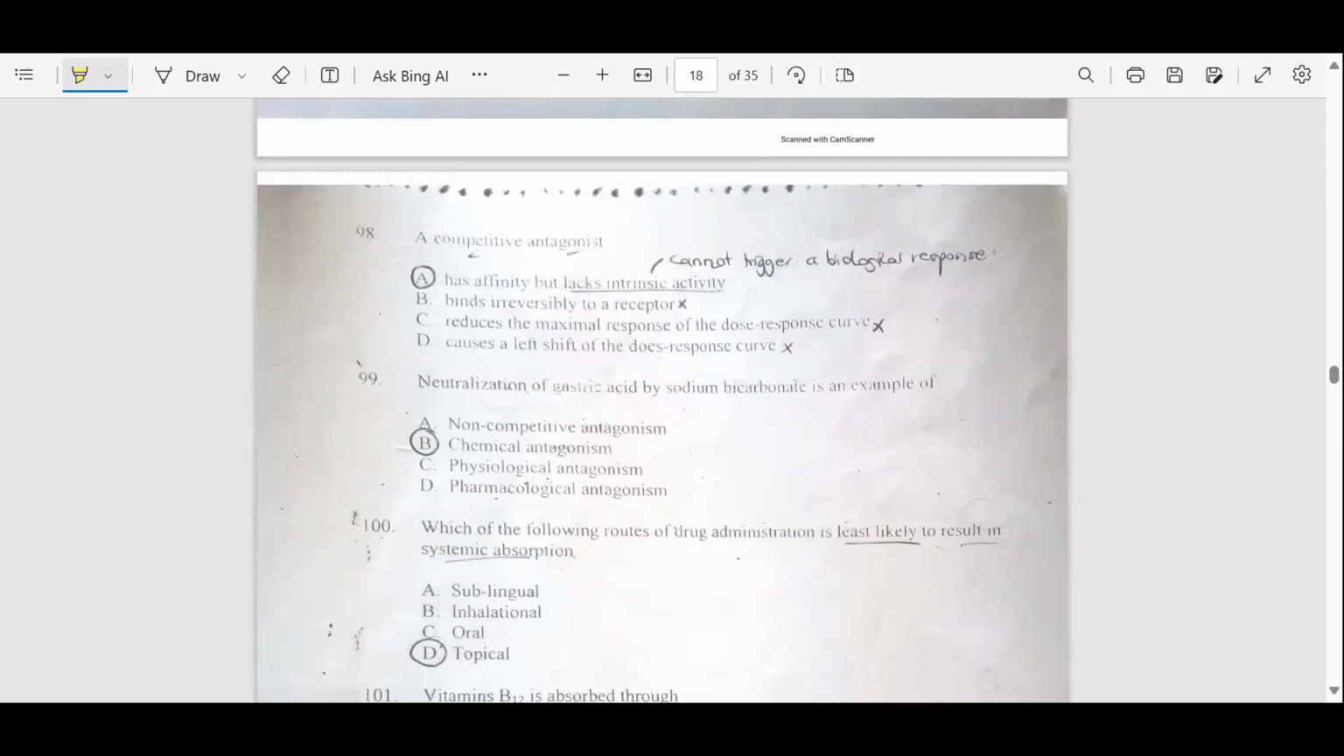So number 98, I think it's a framework for everyone. A competitive antagonist: A, has affinity but lacks intrinsic activity. Choice B, binds irreversibly to a receptor. Choice C, reduces the maximal response of the dose response curve. Choice D, causes a left shift of the dose response curve. That one should be homework for everyone. I should be expecting answers flocking in the group chat.